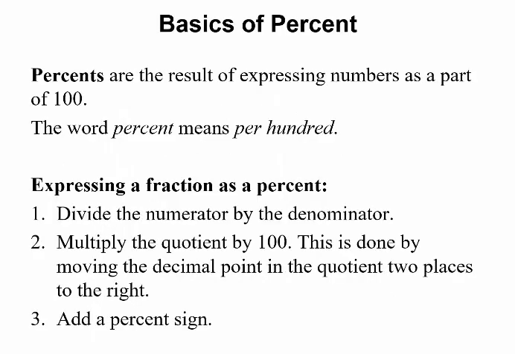Okay, so just some basics of a percent. A percent is a result of expressing numbers as part of 100. The word percent means per 100. So to express a fraction as a percent, the first thing you're going to do is divide the numerator by the denominator, so the top divided by the bottom. Then you're going to multiply the quotient by 100. What this really does is move the decimal place in the quotient 2 places to the right. So you're going to take your decimal and go 2 places to the right, and then add a percent sign.